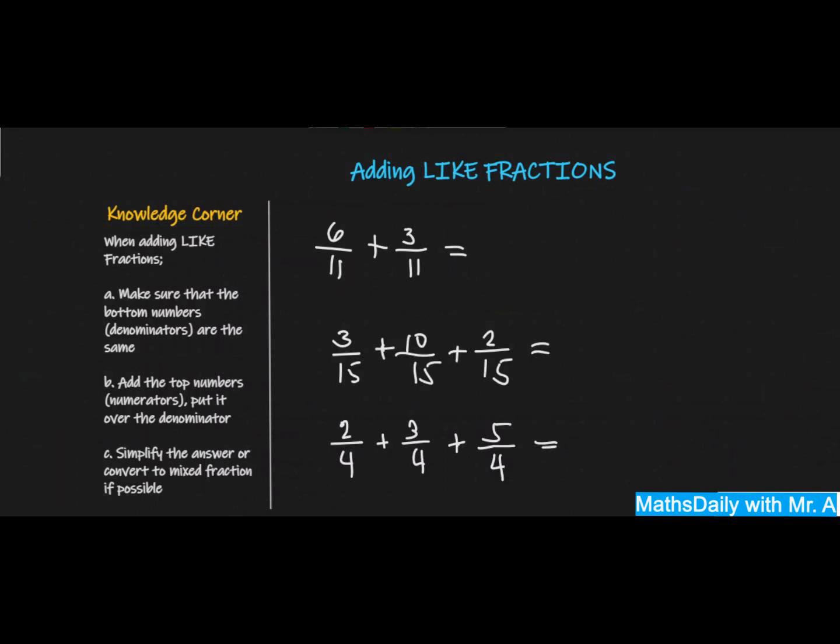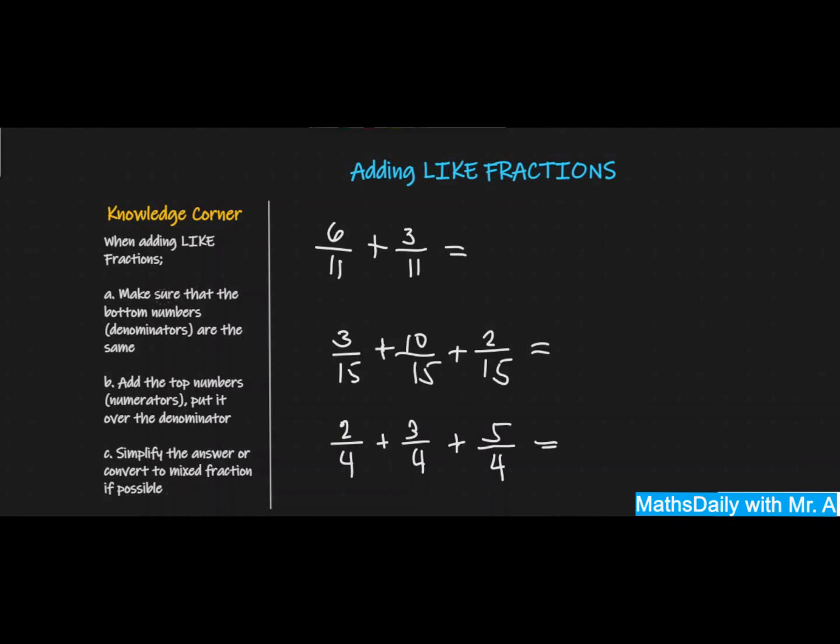Adding like fractions. Now, how do we add like fractions? When adding like fractions, there are 3 things that you need to remember. First, make sure that the bottom numbers, or the denominators, are the same. Second, add the top numbers, or the numerators, and put the sum over the denominator. So all you have to do is copy the denominator. You're not going to add it. You're not going to do anything with the denominator. Just add the numerators. And the third step is to simplify the answer or convert to a mixed fraction if possible.